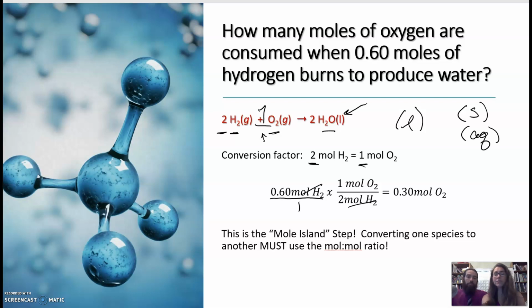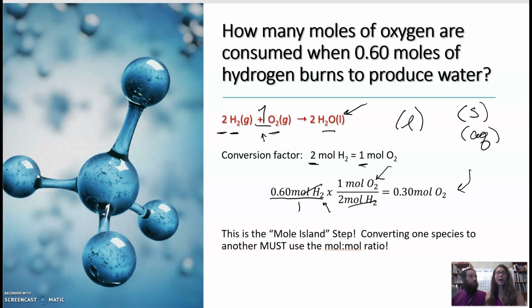Now we've converted from hydrogen, we've turned that into oxygen. So we've gone from one species to another. And now we have the moles of oxygen, which is what this was asking for. In this case, we just went from one reactant to the other reactant, but we could also go to products as well, and you'll see plenty of examples. Anything in the balanced equation, you can go from one to the other.